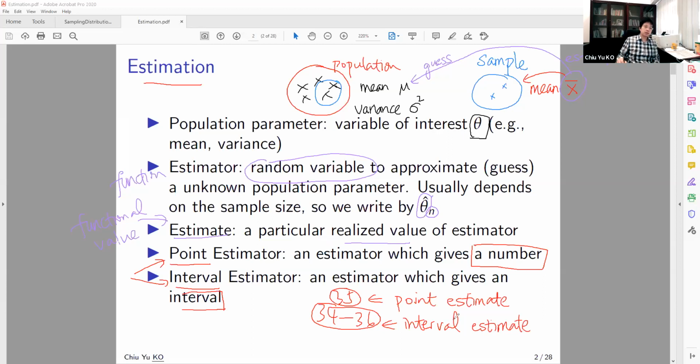Okay, so that is the difference between the two. Is that clear? So we focused first on the point estimate. The second one is the interval estimate. Is that clear? What we are doing today?